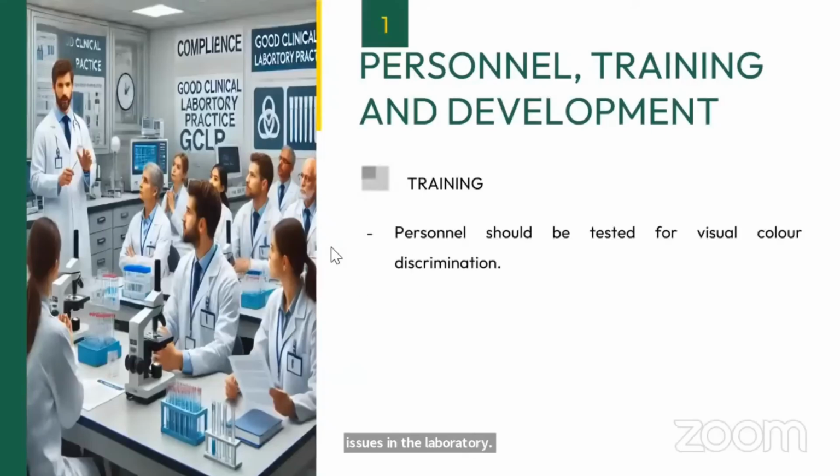Now, this is the additional thing here. As per the GCLP guidelines, personnel should be tested for visual color discrimination. Now, in hematology or histopathology, when you are observing any slide under a microscope, and even in microbiology, in histopathology also, there are H&E staining, there are other various stains.